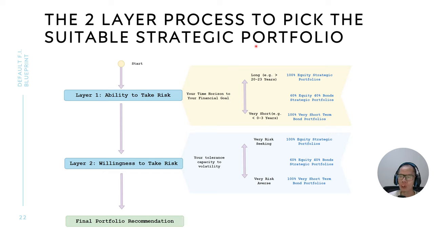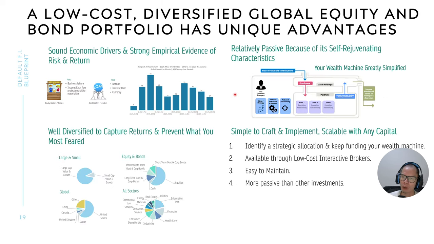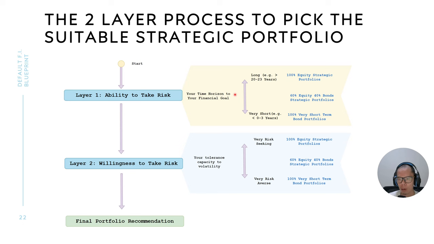When we say it's a strategic portfolio, we don't expect the allocation to change. Or rather, if we're talking about this allocation, we're not expecting this allocation to change. That's what we mean by strategic portfolios. Okay, so I consider this a two-layer evaluation.